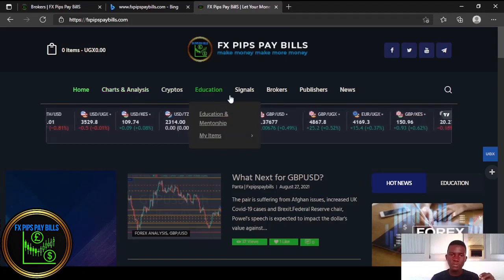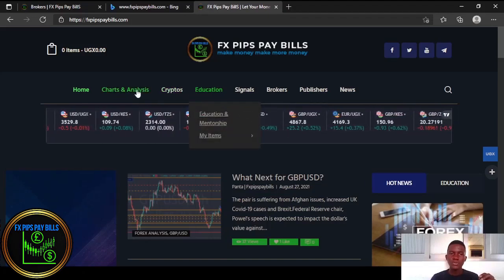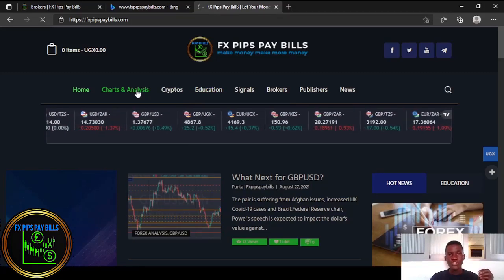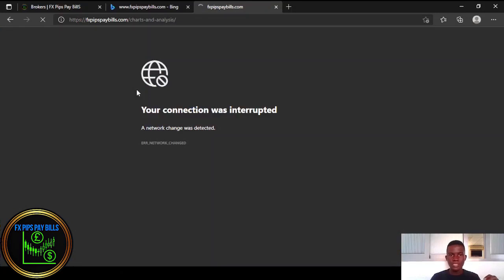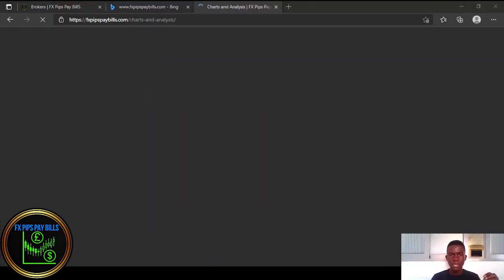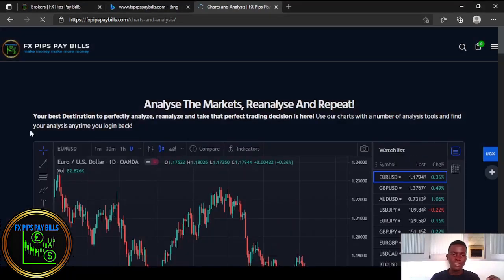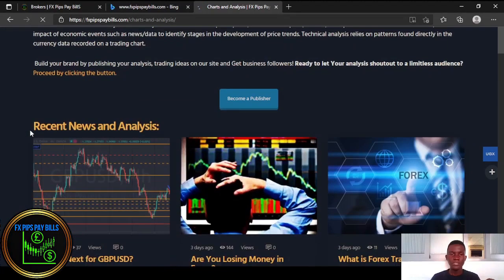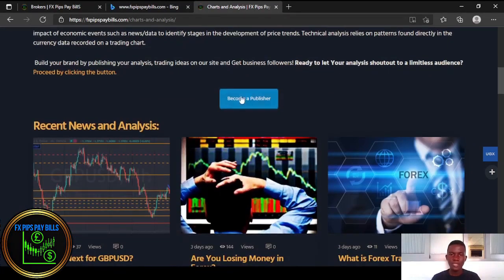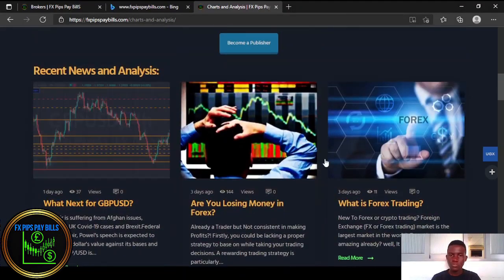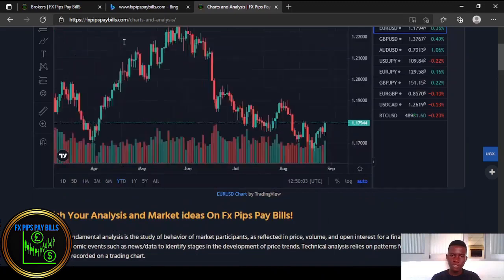So when you come here on the FX Pips per Bills website, you open the charts and analysis. The beauty with this website is that you do your analysis with others, and just in case you would like to publish your analysis on this site as well, it is very possible. So this is the chart. You can become a publisher on this website. You can see the recent analysis where everyone posts, so you can always depend on this to make informed decisions before you trade.